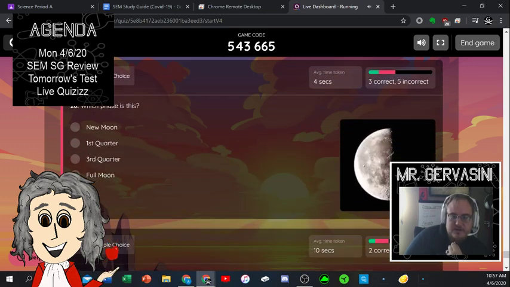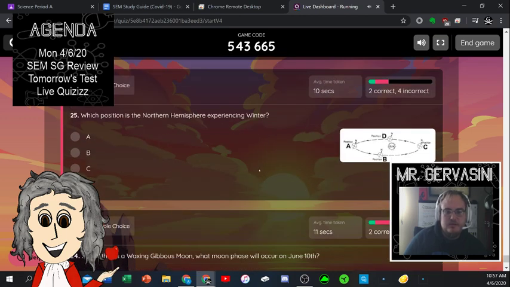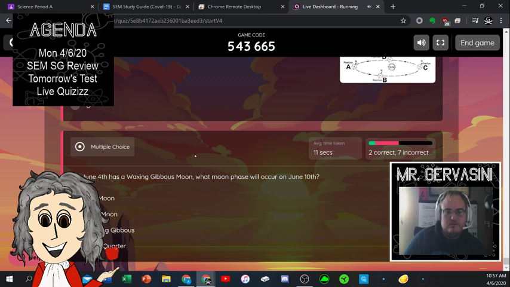Which phase is this? Oh, come on, we don't have half moons. It's a quarter. Which quarter is it? Which one has the waning side associated with it? Right side is in nighttime. June 4th has a waxing gibbous moon. What moon phase will occur on June 10th? So about a week, about 6 or 7 days away from the waxing gibbous. What's opposite waxing gibbous in the phases? Go across the diagram.